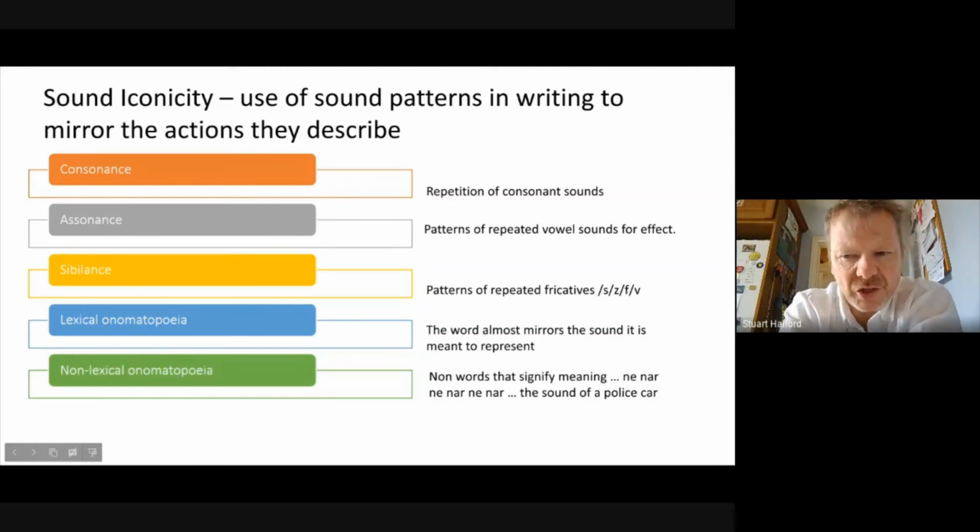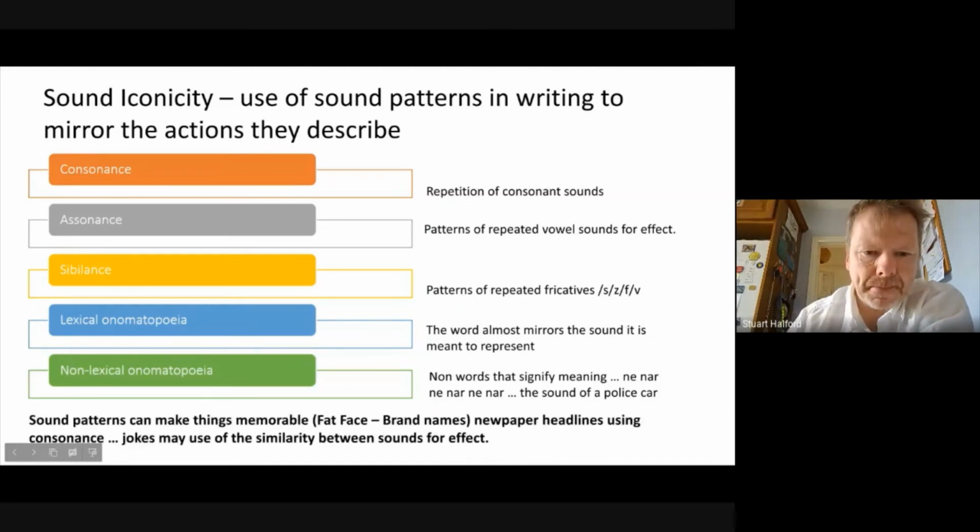So when a child points at a police car and says, "Nee-naw," it's not called a nee-naw, it's the sound of a police car, and the word nee-naw doesn't really exist as a word. So that's what we call non-lexical onomatopoeia. And sound patterns are incredibly useful because they can make things memorable. For example, brand names like Fat Face make use of sound iconicity.